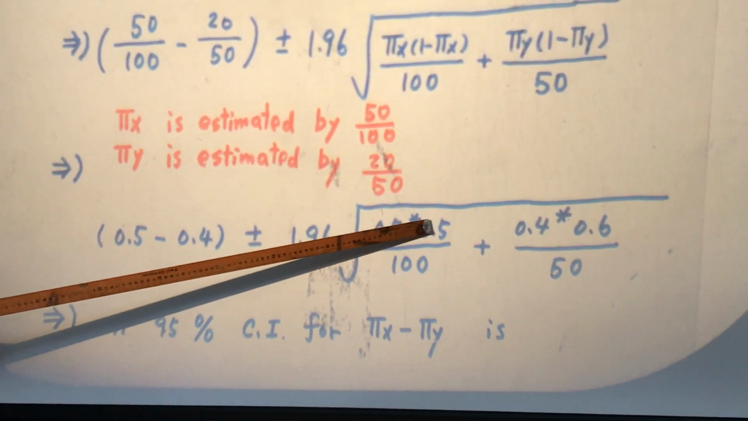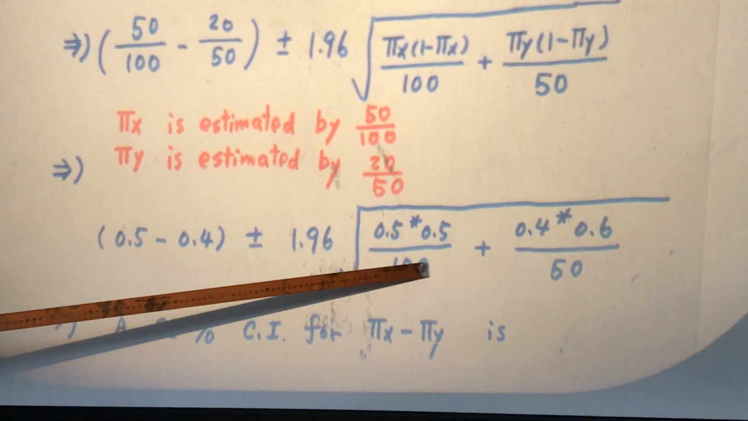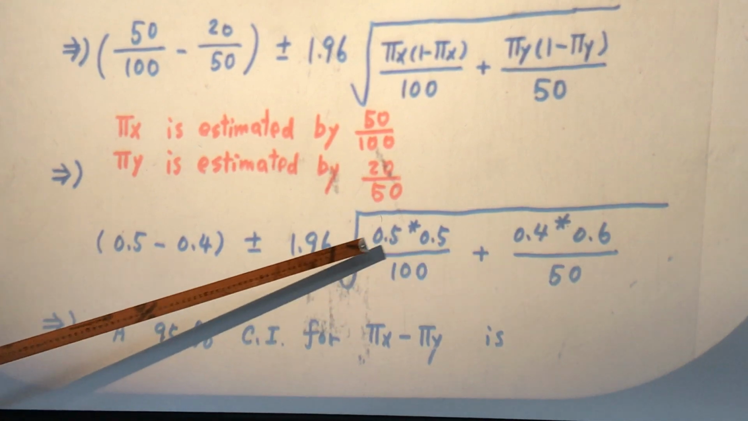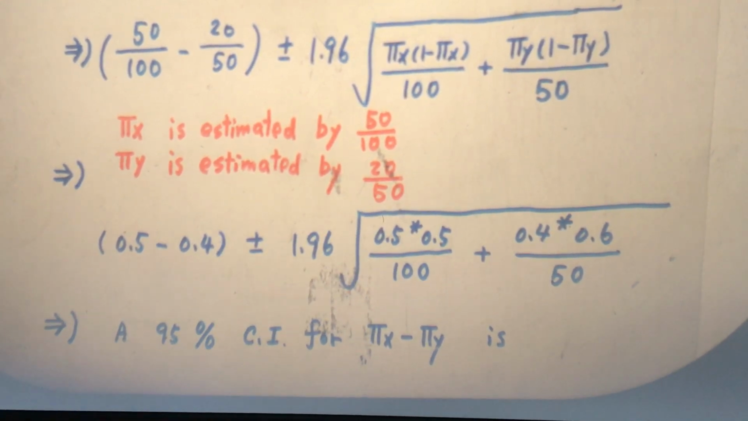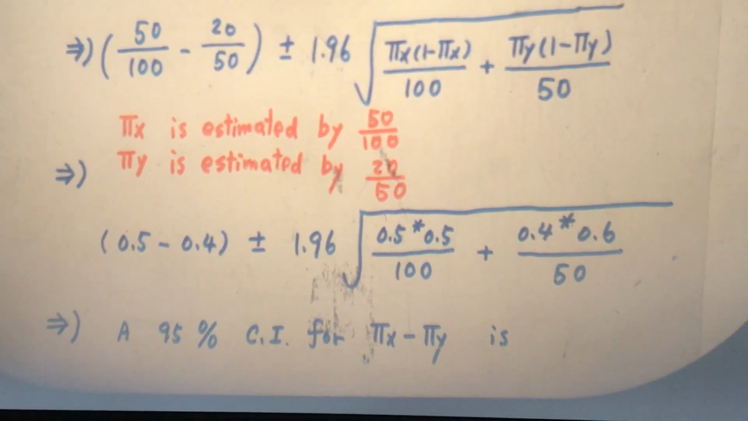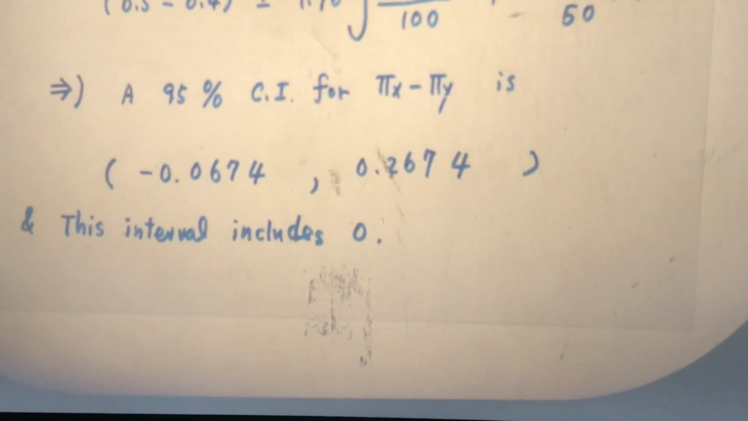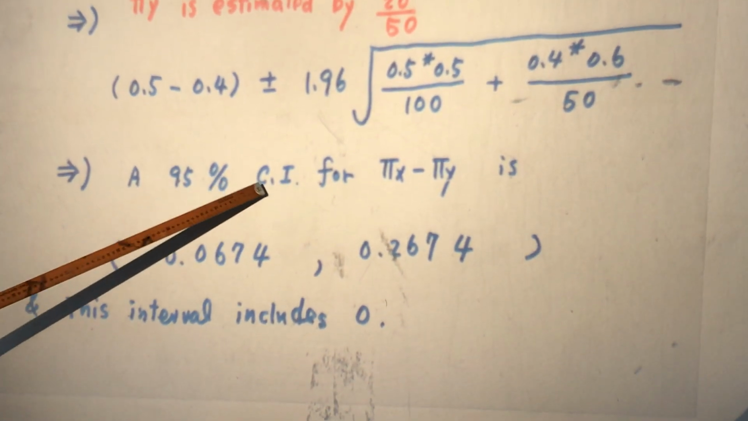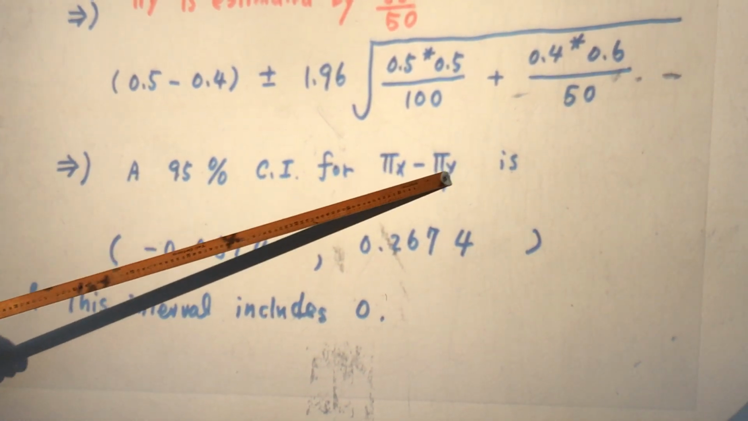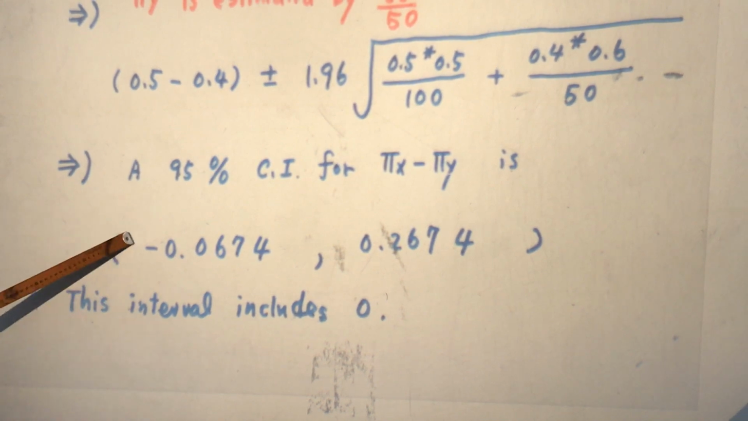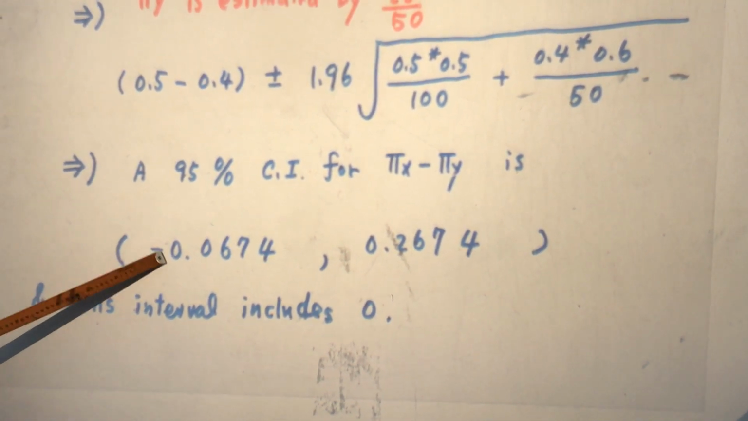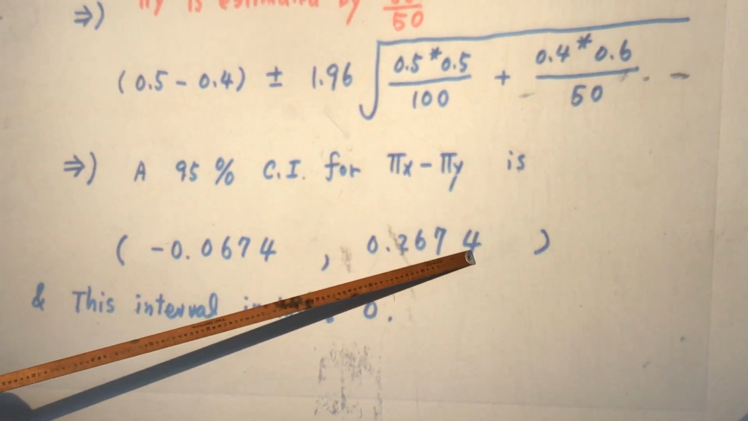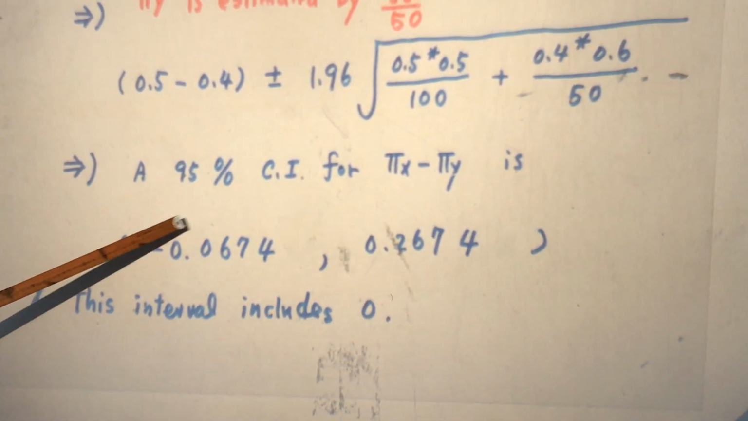of 0.5 times 0.5 over 100 plus 0.4 times 0.6 over 50, and the whole thing you take square root. So a 95% confidence interval for pi x minus pi y is from minus 0.0674 to 0.2674. And take a close look.